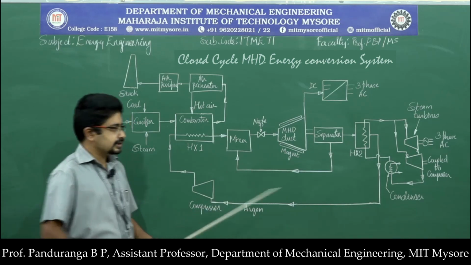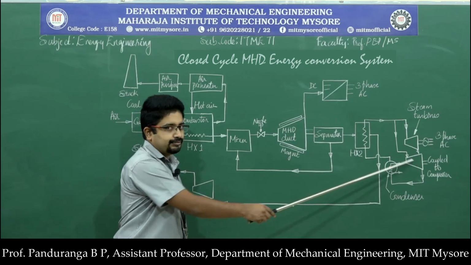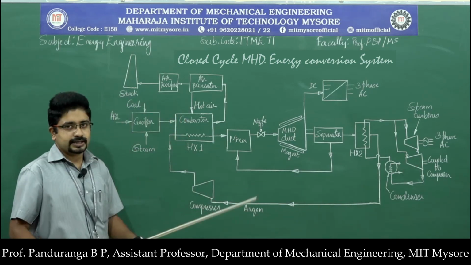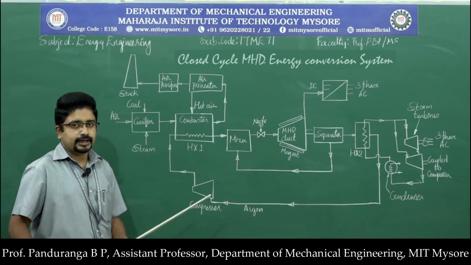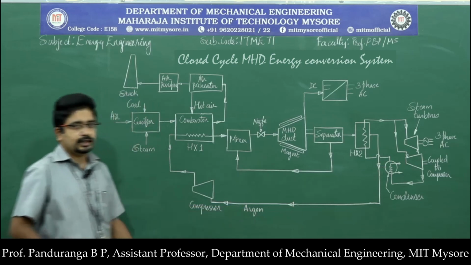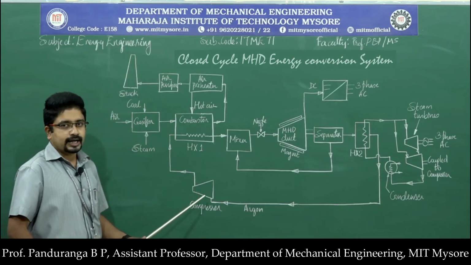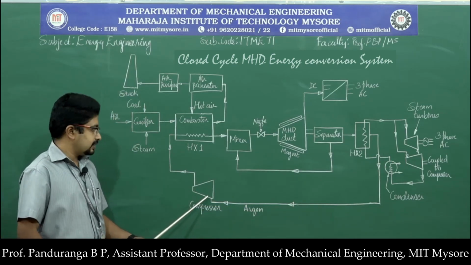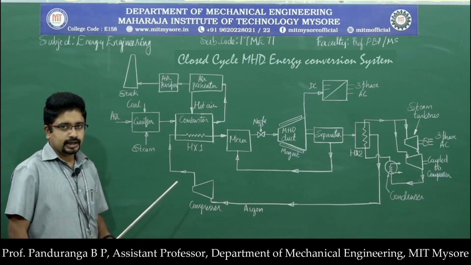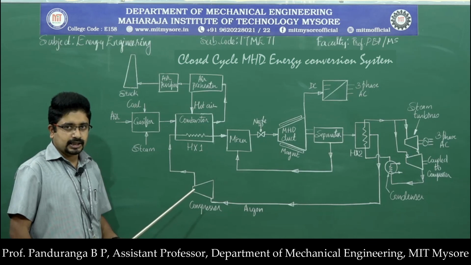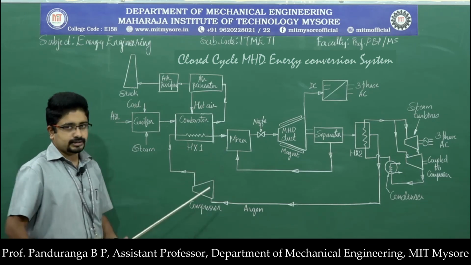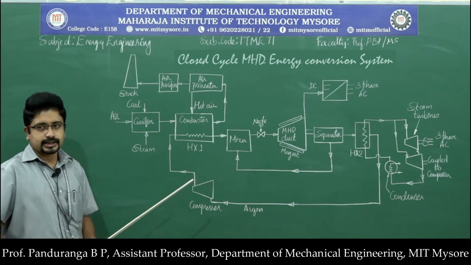The compressor is driven by the steam turbine. So the steam turbine and compressor will be mounted on the same shaft. They will be directly coupled to each other. So whenever the steam turbine is rotating, it is compressing the argon gas, and from here the compressed argon gas will be sent to heat exchanger 1, where it absorbs heat energy from the combustion products and then enters the mixer.